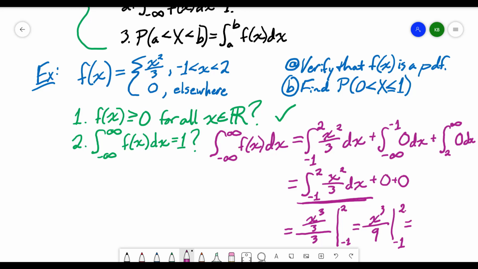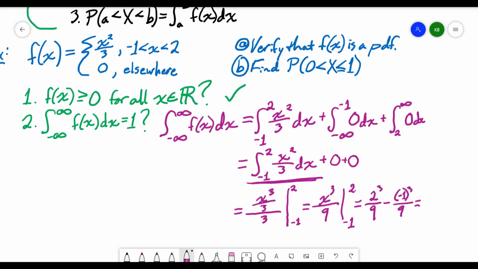Now remember, when we're taking definite integrals like this, we take the maximum value and we plug it in. So I have 2 cubed over 9. And we subtract from that the min value plugged in, so negative 1 cubed over 9. When I do this arithmetic, 2 cubed is 8, so I have 8/9. Negative 1 cubed is negative 1, and minus a negative is plus, so I have plus 1/9.